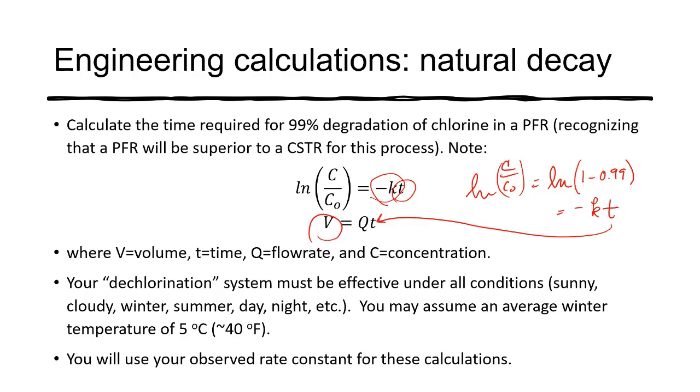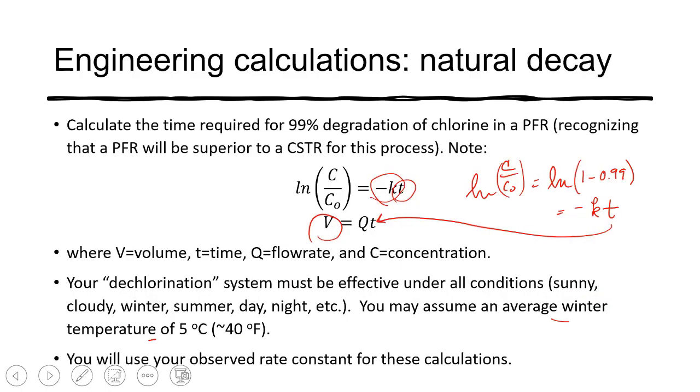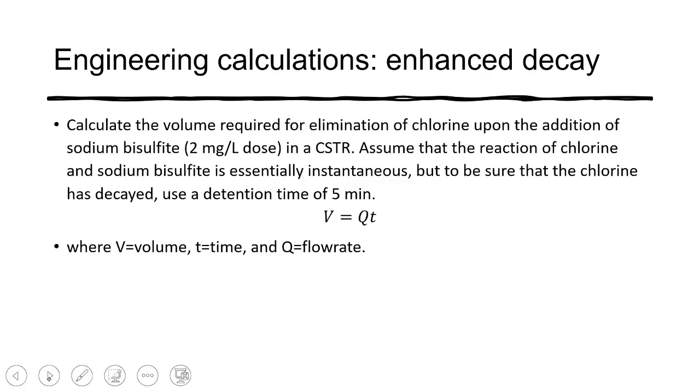Okay. Your dechlorination system has to be effective under all conditions, whether it's sunny, cloudy, winter, summer. So assume an average winter temperature of 5 degrees C, which should be roughly the temperature of your refrigerator. And as I mentioned, you'll use that observed rate constant in these calculations. For the situation where you are adding sodium bisulfite, we're going to assume that we have a continuously stirred tank reactor.